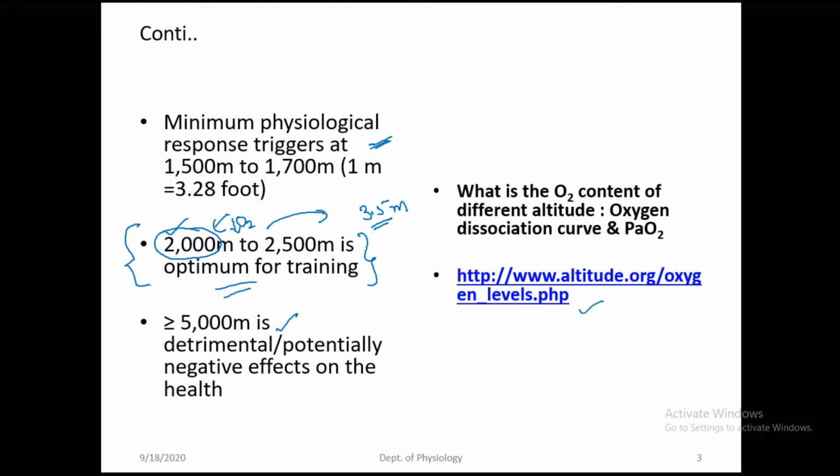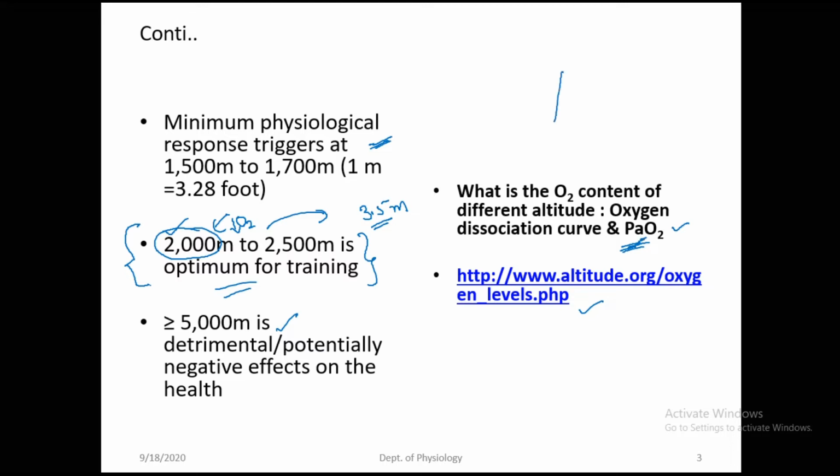So in this link you can go through the partial pressure of oxygen dissociation curve, meaning the amount of oxygen bound to the hemoglobin at different altitudes. You can put in the altitude level and see what the saturation of oxygen with the hemoglobin would be, that is PaO2. We can also see SpO2, the peripheral saturation of oxygen, but particularly we say PaO2, the partial pressure of oxygen in arterial blood.